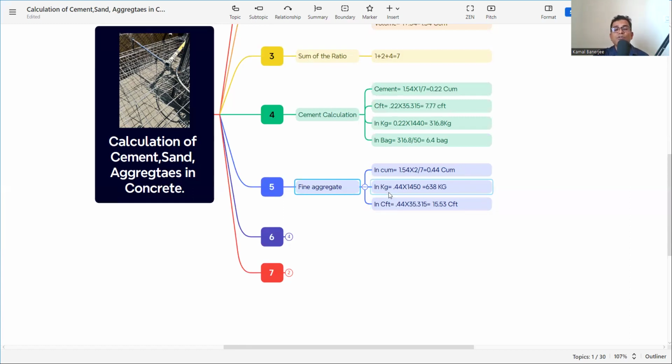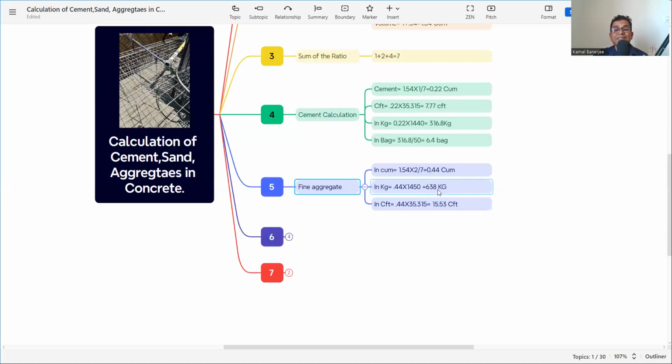Now we need to convert it into kgs. So what will be the kgs? 0.44 into 1450. The fine aggregate bulk density is 1450 kg per cubic meter. So what will be coming? 0.44 into 1450 is equal to 638 kgs.